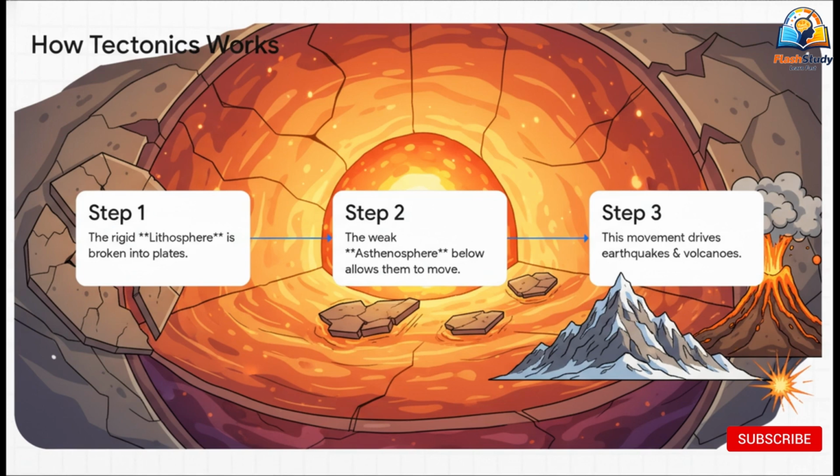It really breaks down into a simple three-step dance. Step 1, the rigid lithosphere is cracked into these massive plates. Step 2, the weak, slippery asthenosphere underneath gives them something to slide around on. And step 3, that slow, constant movement is what gives us earthquakes, volcanoes, and builds entire mountain ranges. Without this setup, our planet would be just a quiet, dead rock.